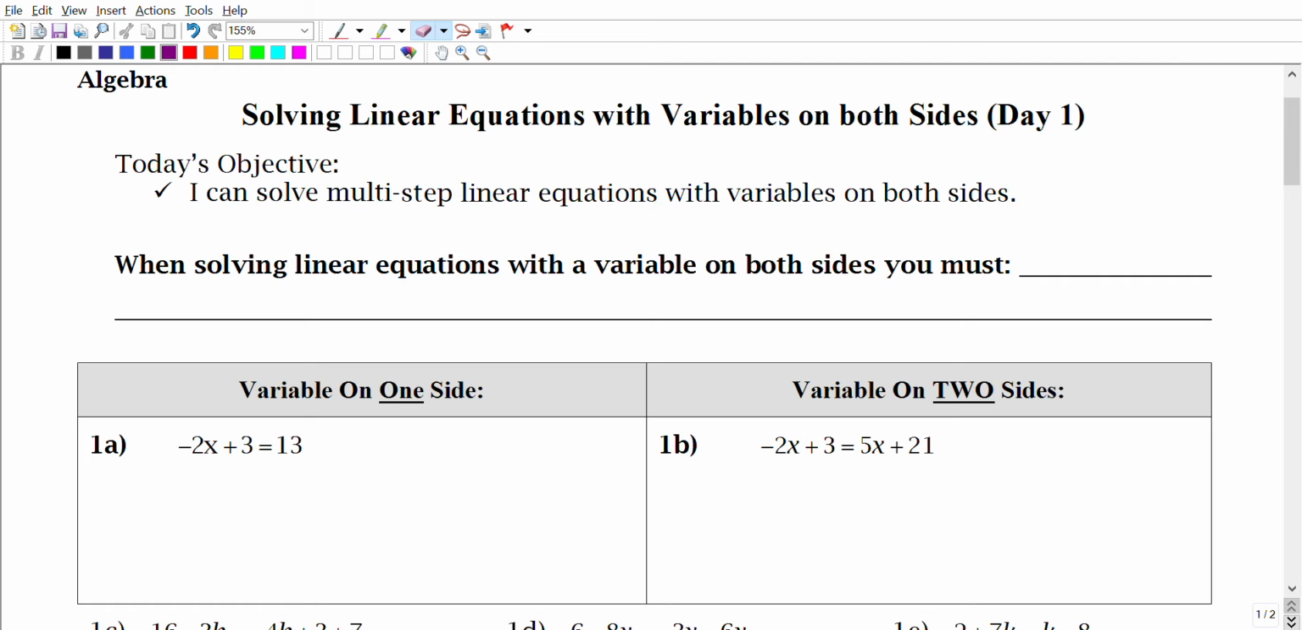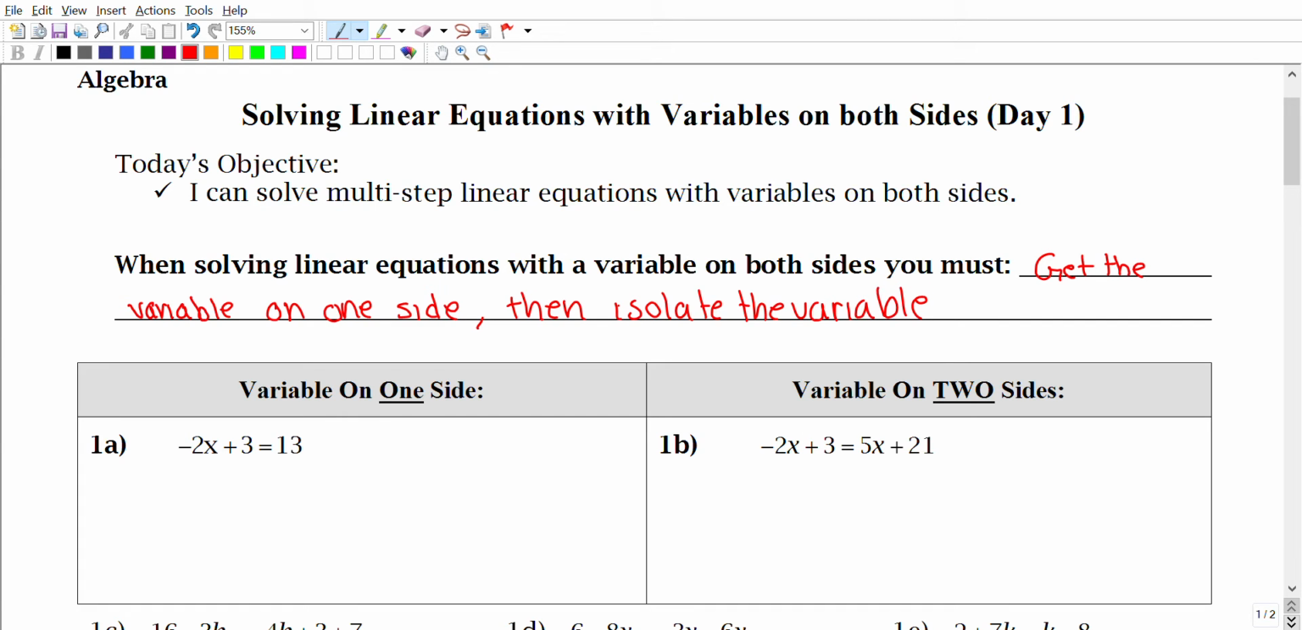Alright, so let's go ahead and read this real quick and we'll figure out what we need to write down. It says, when solving linear equations with a variable on both sides, you must get the variable on one side and then isolate the variable.